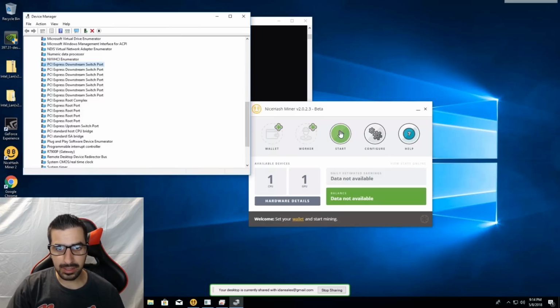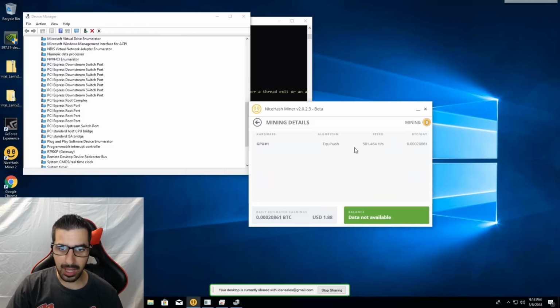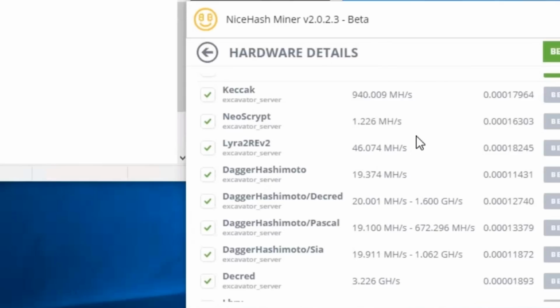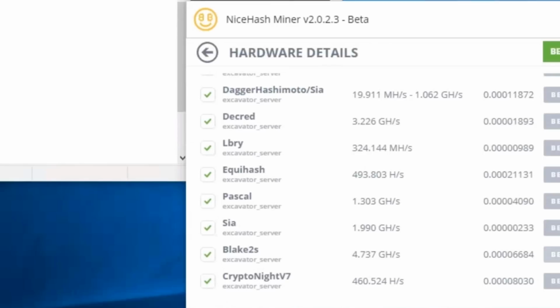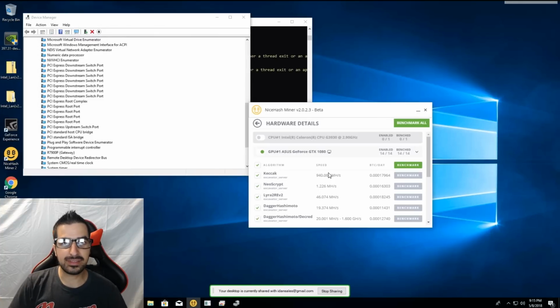So let's go ahead and click start. I already did the benchmarking. The most efficient algorithm is Equihash, which is 501 hashes, and that's about $1.80 per day. If you go to benchmark, you can see all the hashing power for each algorithm, and also how much profit you're gonna make per day. That's it, guys. As you can see, it's very easy to set it up and have up to 13 or even 14 graphics cards installed all together on a fairly inexpensive setup.